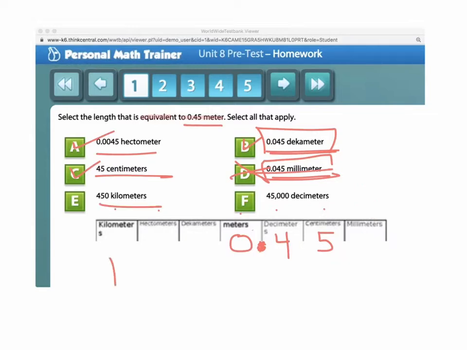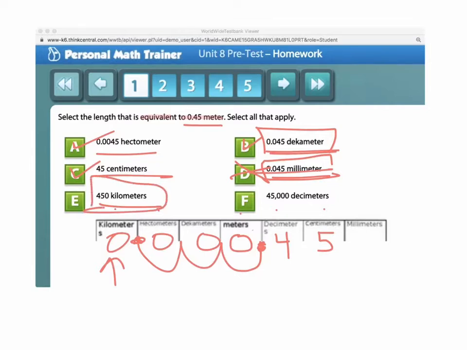Let's go ahead and convert them to kilometers right there. So I'm going to move that decimal point over to the kilometer space and put zeros in there to hold the place value. You can see it's pretty obvious that 45 hundredths meter is not equivalent to 450 kilometers because 45 hundredths of a meter is very small and 450 kilometers would be very large. So that answer does not apply.